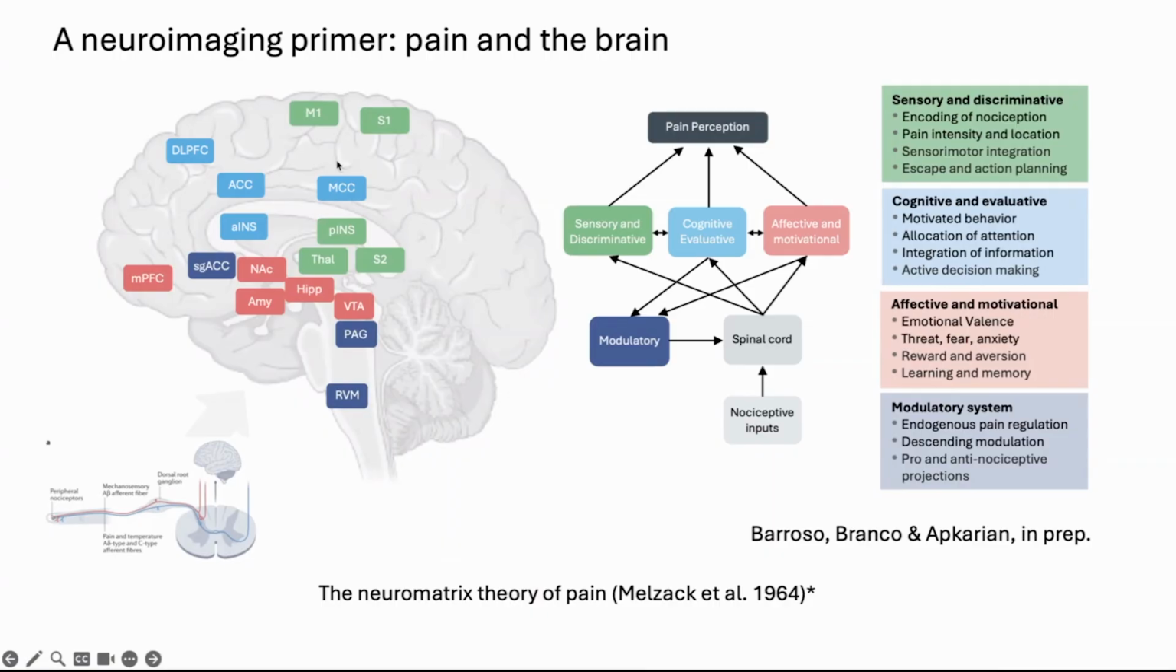The first domain, here in green, is called the sensory discriminative domain and includes brain regions such as the posterior insula and the primary and secondary sensory cortices. These brain areas are thought to encode sensory information about the noxious stimulus, including its location and its intensity, and are frequently activated whenever you deliver a painful stimulus to a subject.